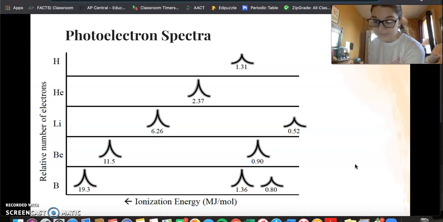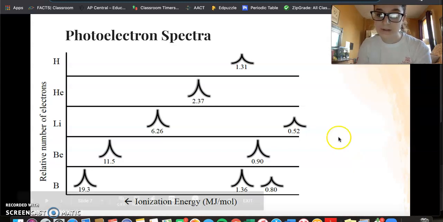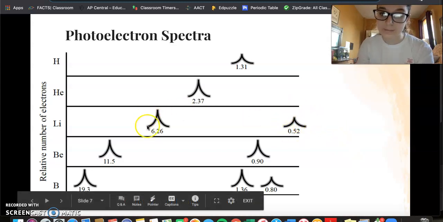In lithium, we still have 2 electrons in the 1s shell, and then we have 1 electron in the 2s shell. The ionization energy for n equals 2 is much less than that of n equals 1 because it's further from the nucleus and it's shielded by inner core electrons. So this ionization energy is much smaller than this one.